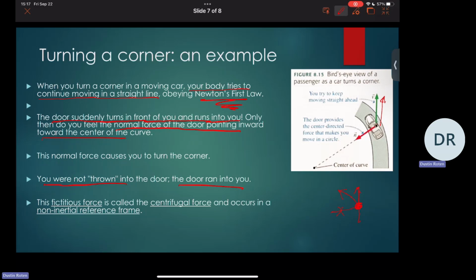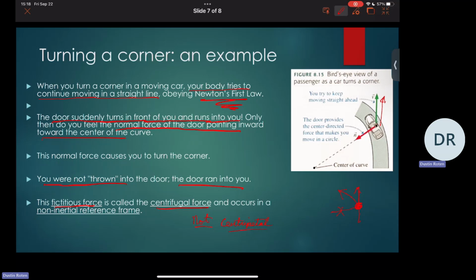Even though if you're riding along in the car, it may feel like some force is trying to throw you out of the car, that's just not the case. So this fictitious force is called the centrifugal force, not to be confused with centripetal. Centripetal is real and it points into the circle. The centrifugal force is the thing that you feel. It gives you the sensation of being pushed out of the curve. So this is not centripetal. Don't get those two things confused because they're very different things.